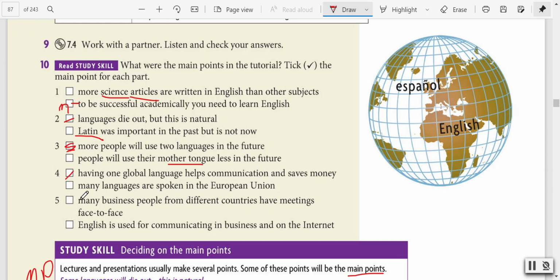And the last one, many business people from different countries have meetings face to face. And the other one, English is used for communicating in business and on the internet. This one, it's more general and it can be our main point. And the other one, supporting point.